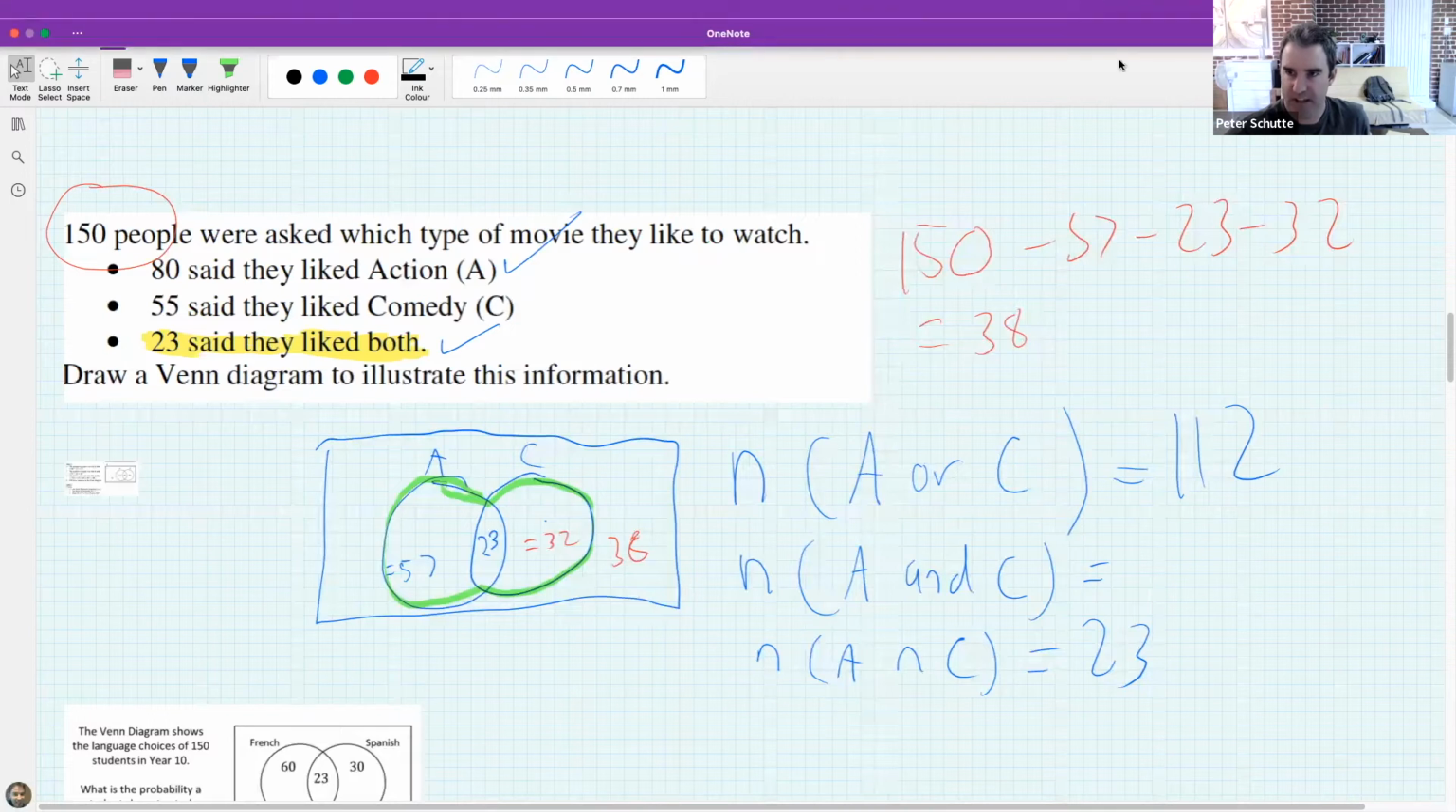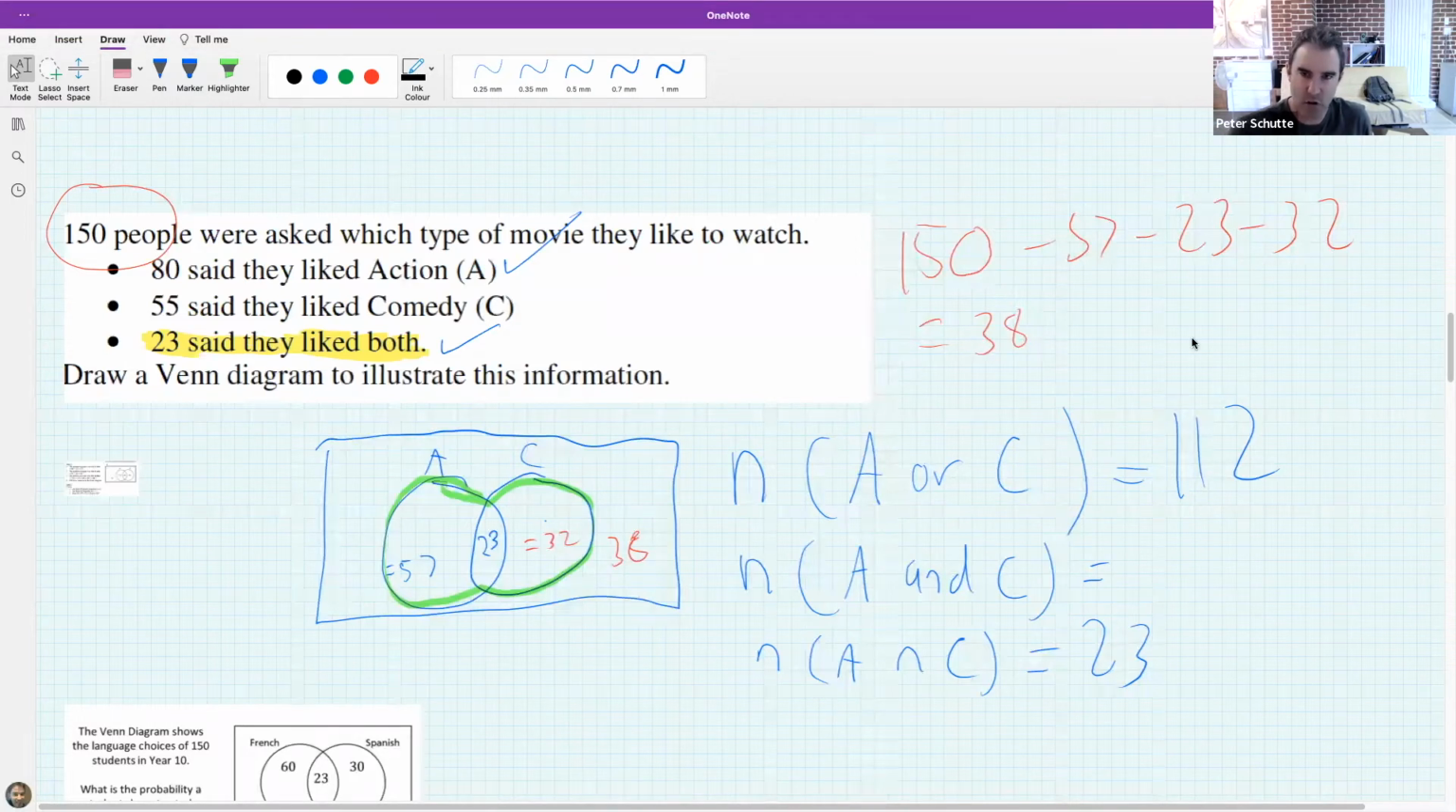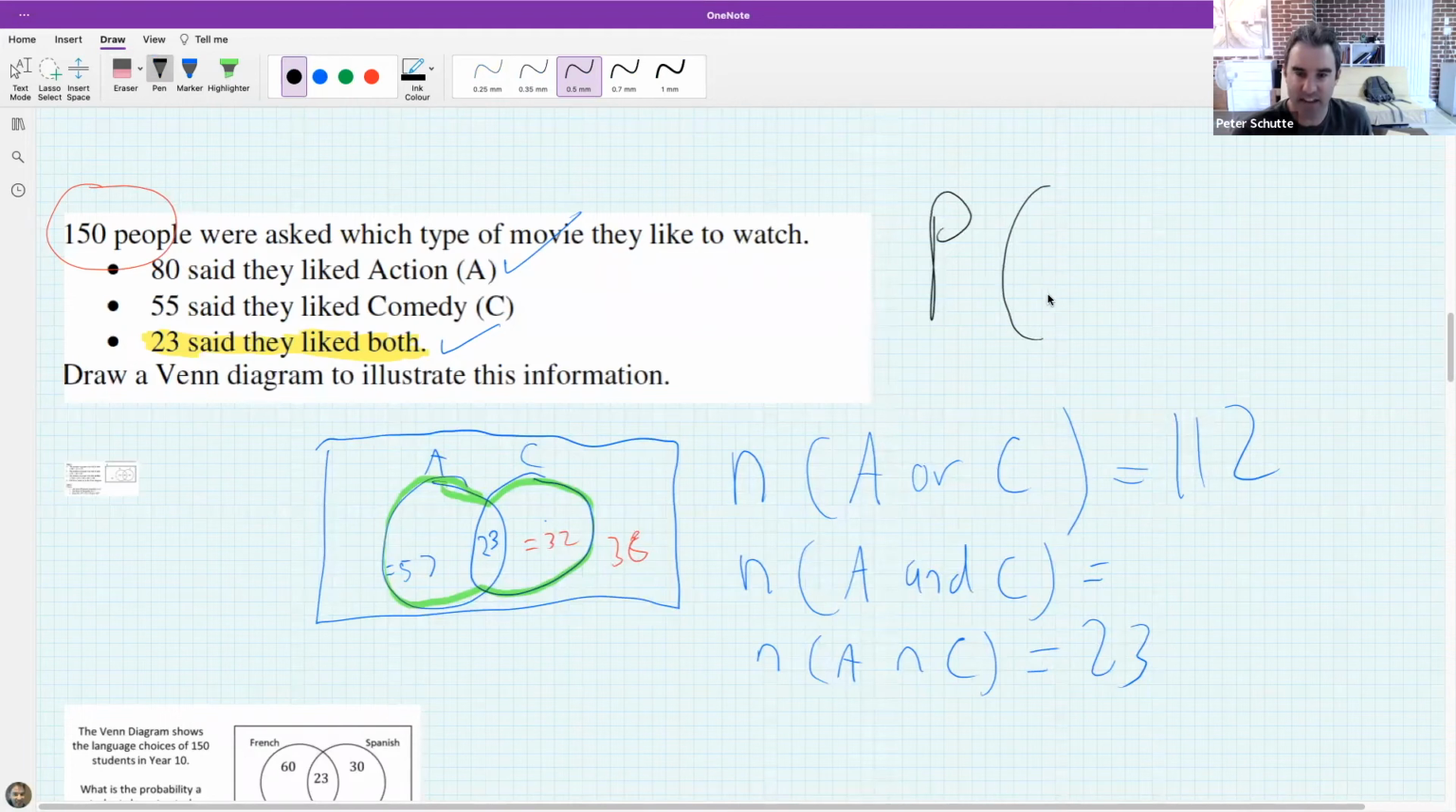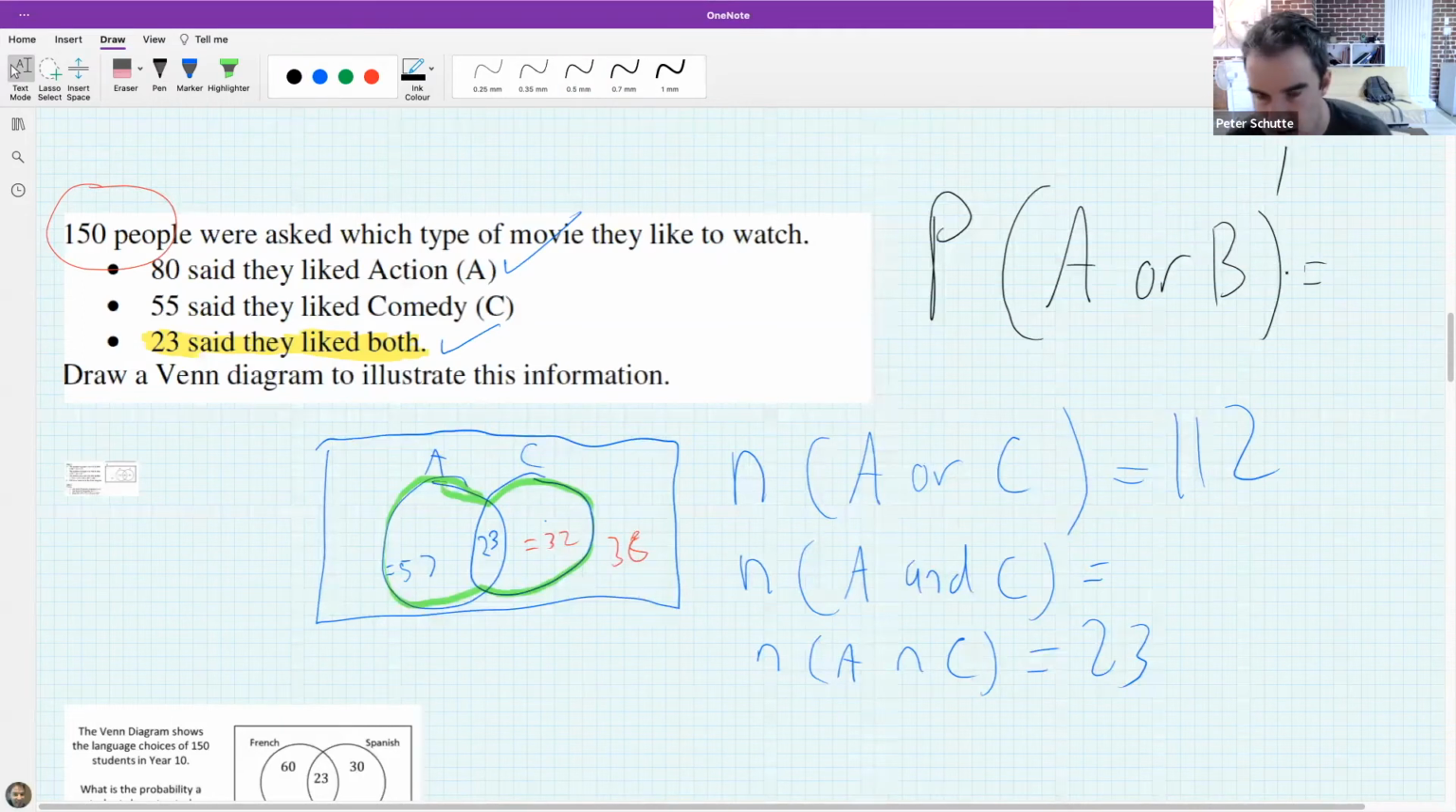Okay, last question before the break. I want to now connect this to probability. If you choose a random person from this group of 150, what is the probability that they like neither action or comedy movies? The way I would write that is neither A or B would be A or B with a dash, because that's the complement. So what is the probability that someone chosen at random is in not A or B, sorry, it should be A or C? So what is the probability of A or C dash? Or in other words, what's the probability that they like neither action or comedy?